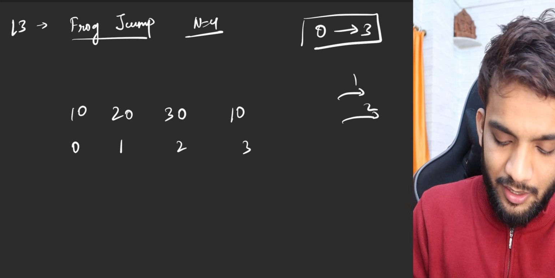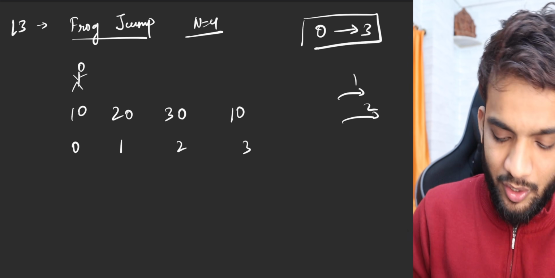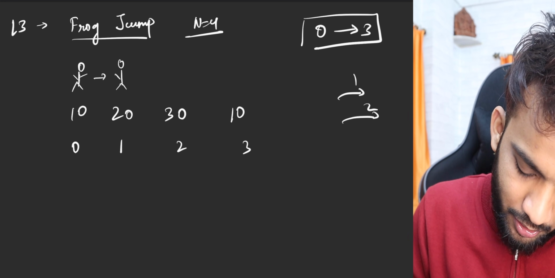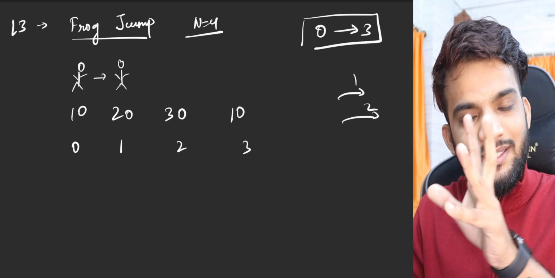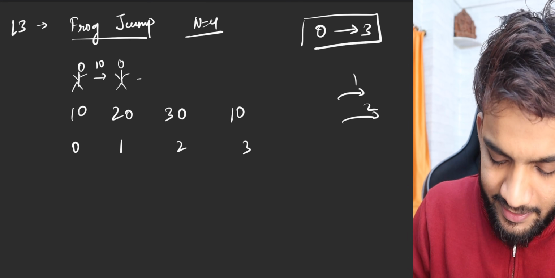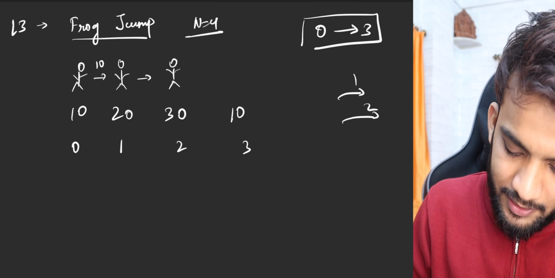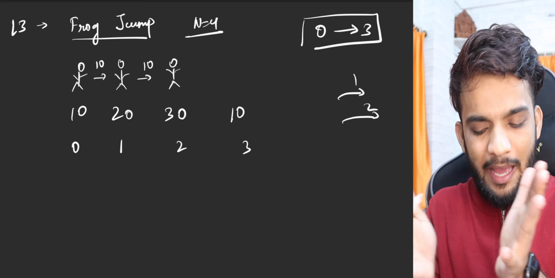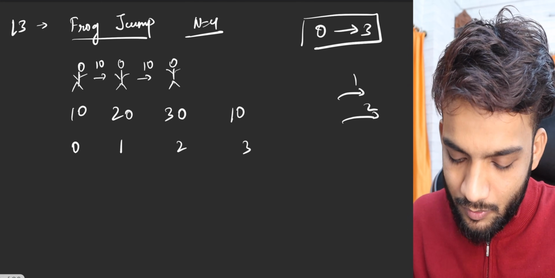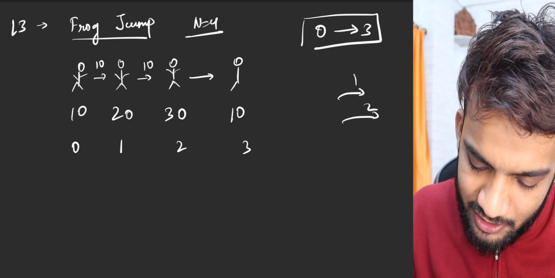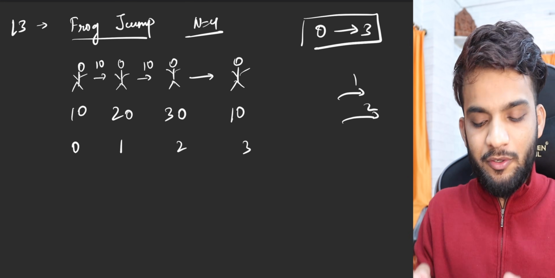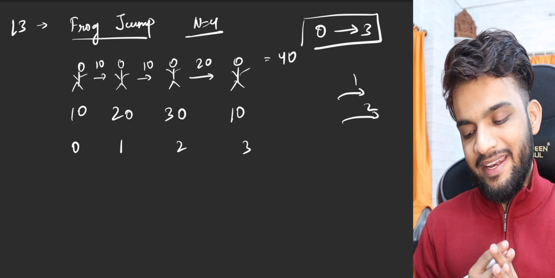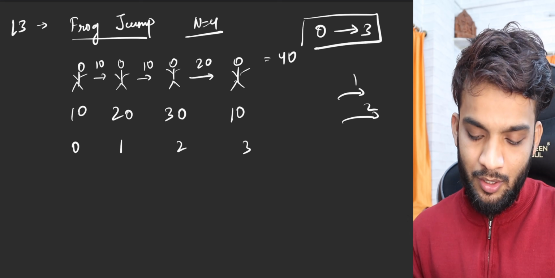Okay, so for example, if the frog says that okay, I will jump from here to here, then the energy that he will require is 10. Okay, and then he decides that he'll jump from here to here, then the energy again required will be 10. It's the absolute difference of them. Okay, so if after that he decides that he'll jump from here to here, that's again the absolute difference, which is 20. So this path will give him 40. The energy that he will take will be 40.